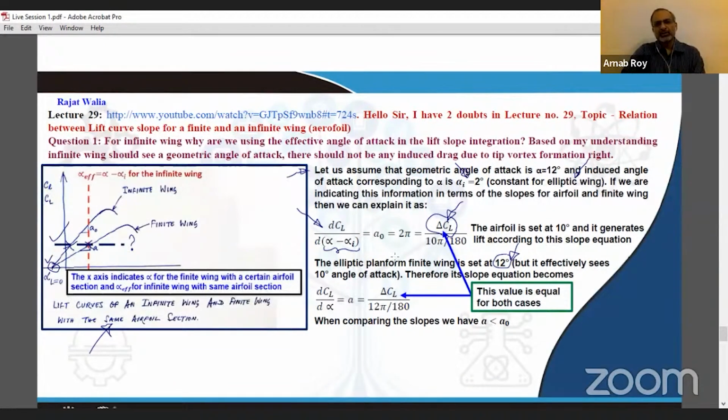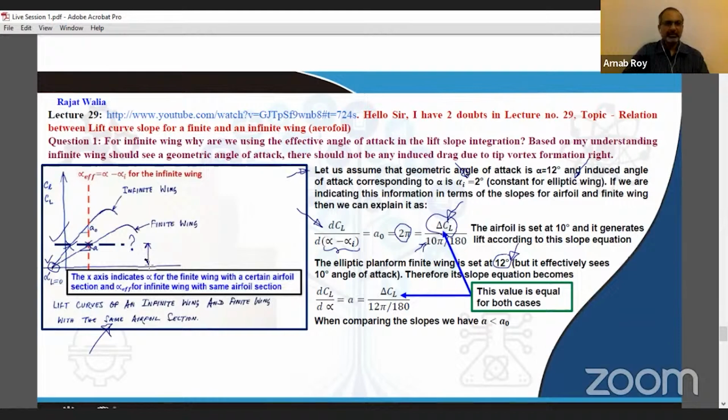And if you consider it to be thin, then you know that the dCL d angle of attack slope is basically 2 pi in terms of radians. And then in this case, it is 10, and that 10 degree has to be converted into radians. That's what we have done here in the denominator. And the corresponding calculation in the case of the finite wing comes out like this: dCL d alpha is equal to delta CL by 12 pi by 180 degrees. And delta CL is what? Delta CL is basically this much.